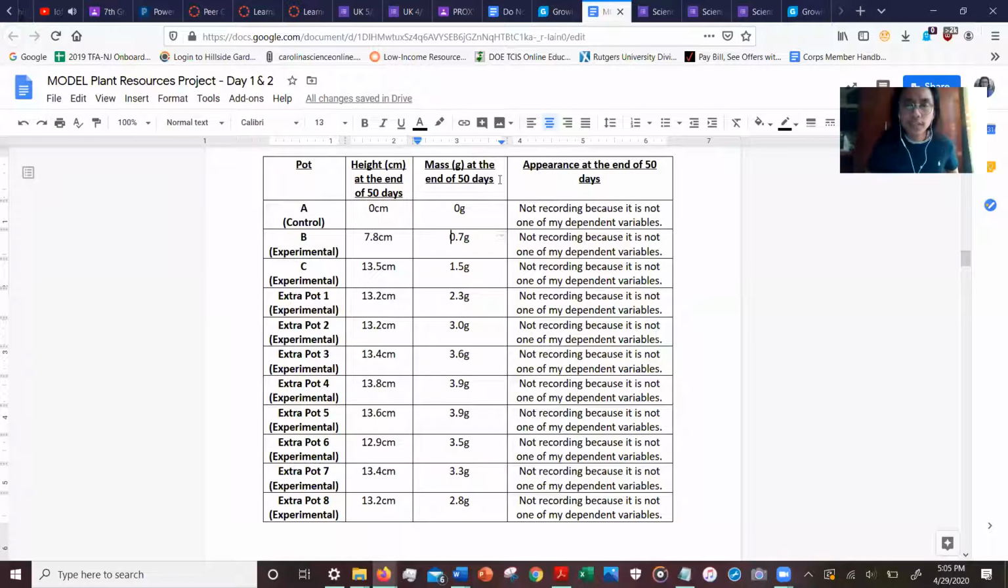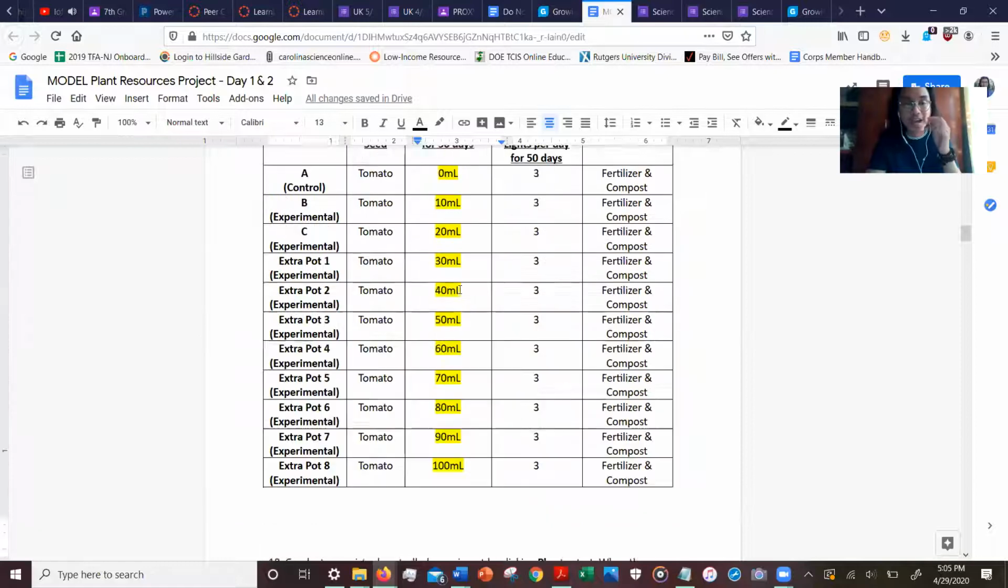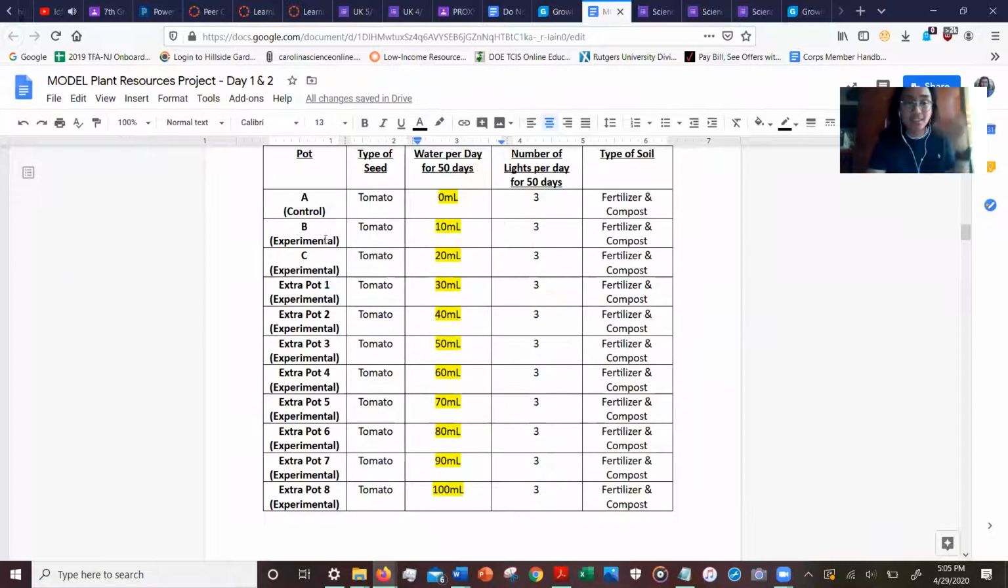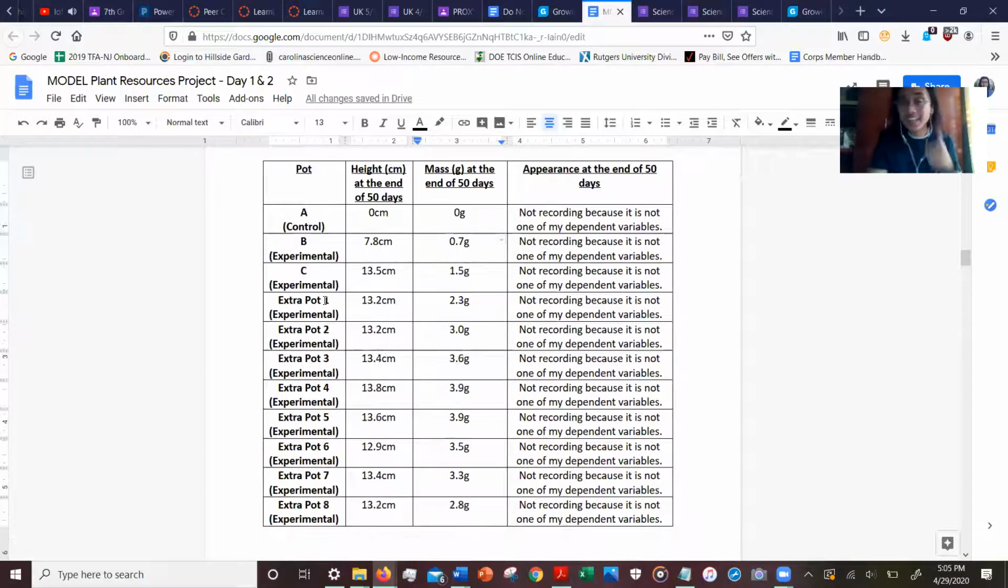I went ahead and completed each pot and each experimental group and put all the data down here. Your data table will look different because you have different dependent variables. But if you get the framework of, hey, I have different groups, pot A is 1 group, pot B is another, pot C is another, pot D, E, F, and then I'll put the data here, then you got it, and then you're good and set for the day.